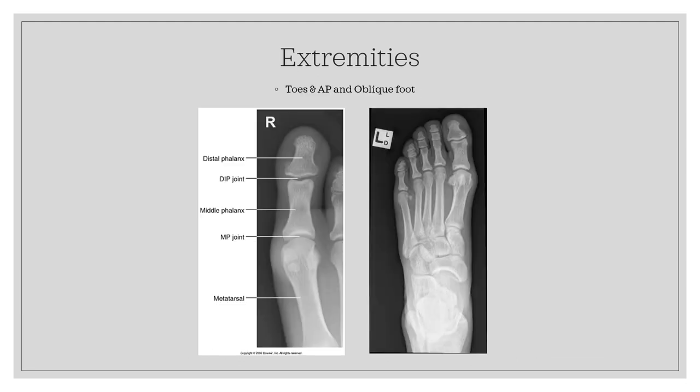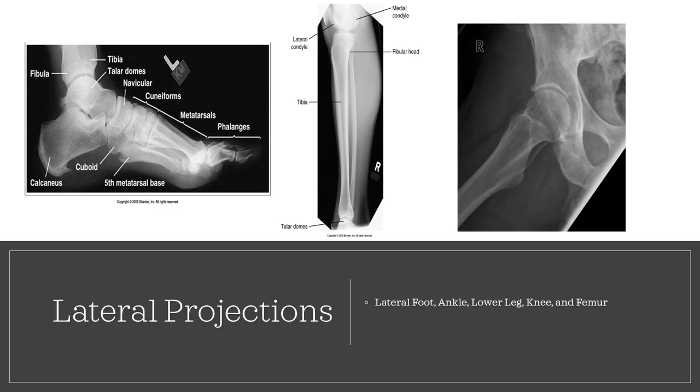Extremities of the toes, AP, and oblique foot: you will display like your foot is on the screen. You will hang from the toes, digits up. You should mark them laterally. Lateral projections, lateral foot, ankle, lower leg, knee, and femur: you're going to display as if the patient is upright or suspended upright, as if they were hanging from the hip. The marker, you will place laterally.